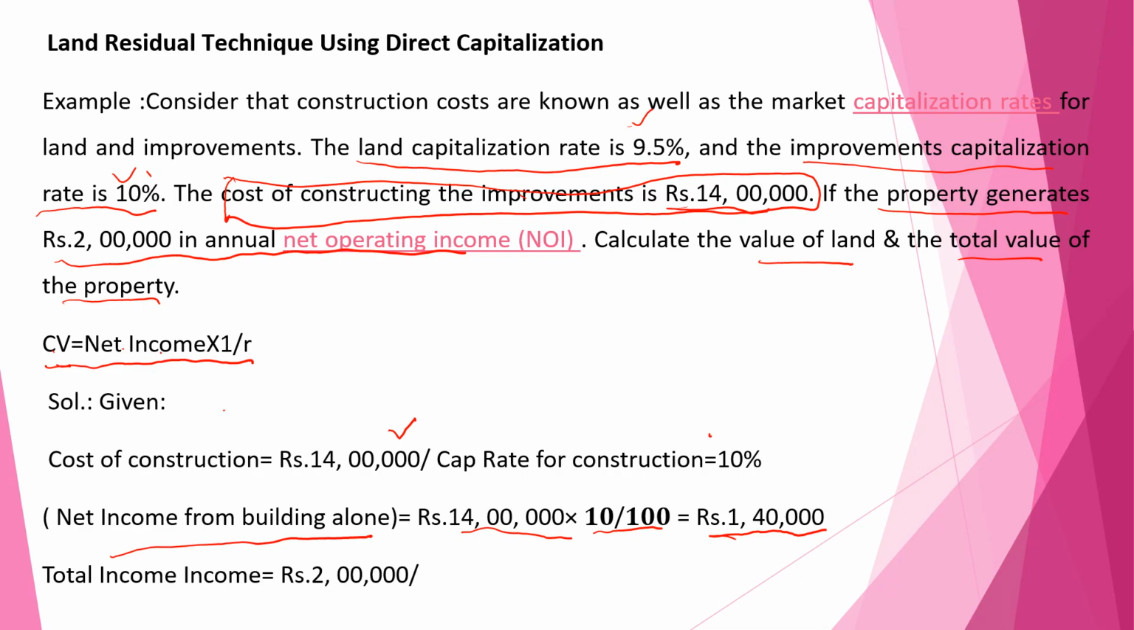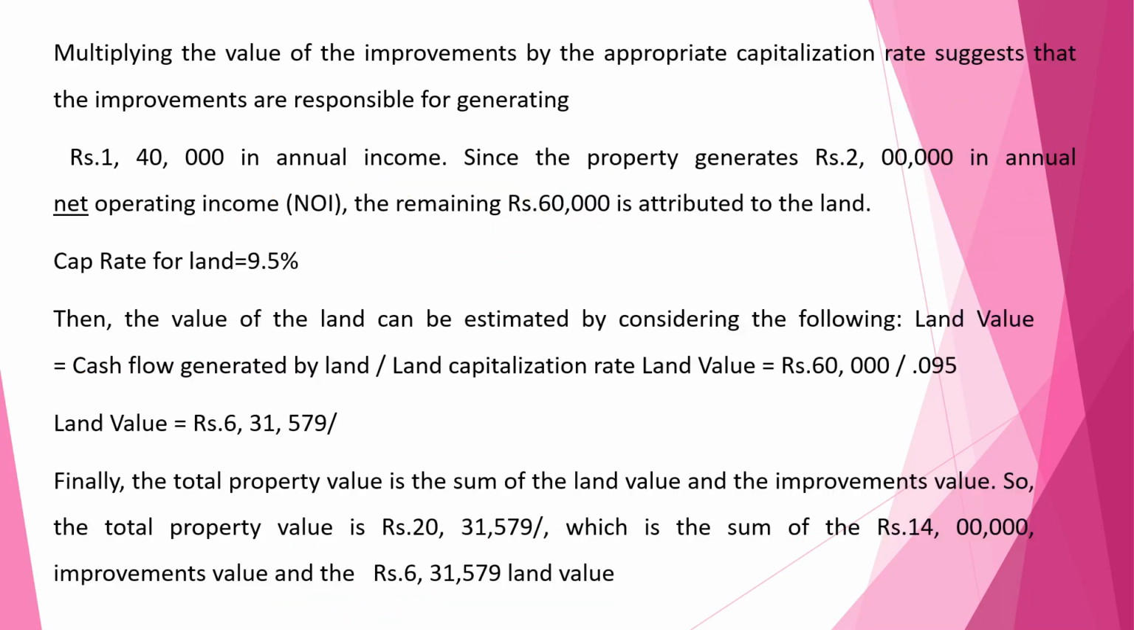See here, the property is generating 2 lakh annual net operating income. Out of this 2 lakh, 1 lakh 40,000 is being generated from the building. It means the remaining 60,000 will be attributed to the land. So the net operating income from the land is 60,000, and the capitalization rate is 9.5%. Then you can calculate the value.